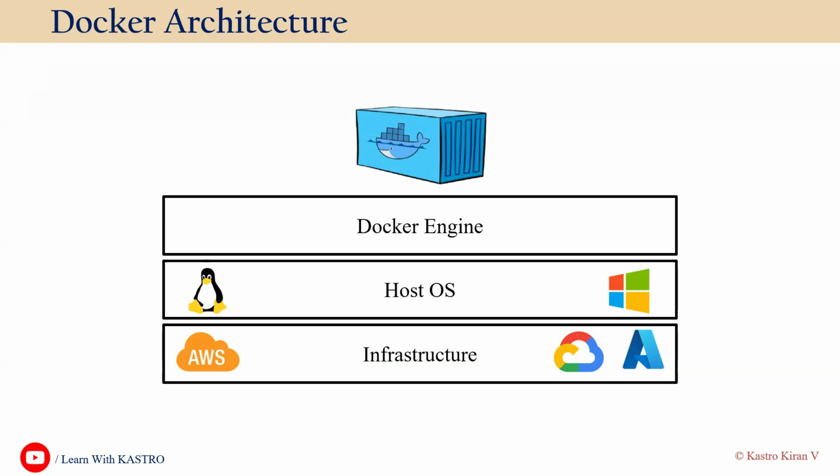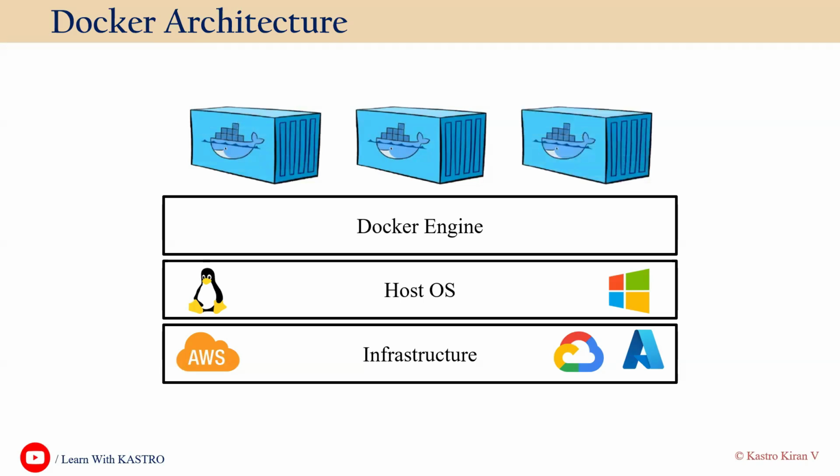Now, on top of one host operating system, can you run only one container? No. On top of the host operating system, you can run multiple Docker containers according to your requirement. That is one more advantage of working with Docker. Docker is basically a lightweight concept where you can run multiple containers on a single EC2 instance or a single virtual machine. That's basically the Docker architecture.